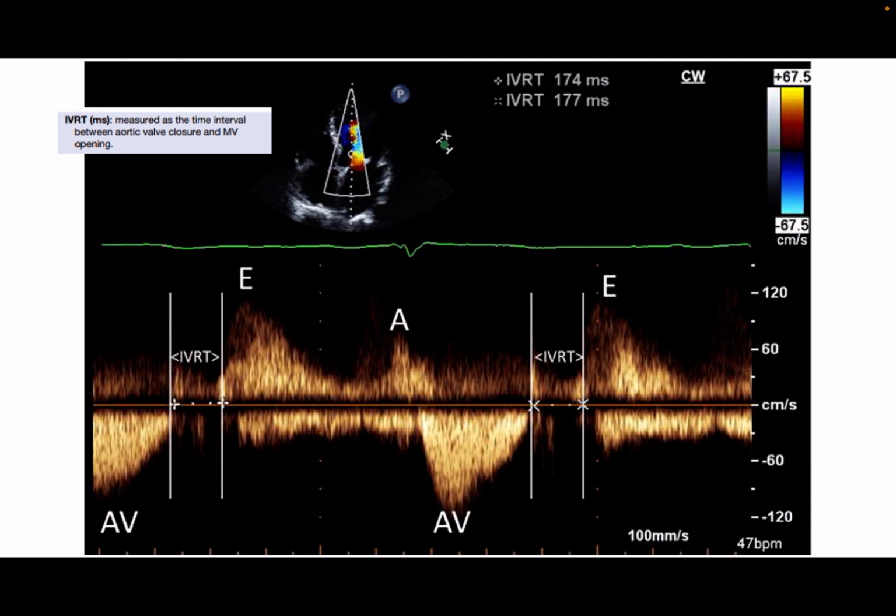Quick clinical scenario: patient with severe MAC, tachycardia at 105 beats per minute, fused E to A on mitral Doppler, E prime artificially low. You can't use E to E prime or mitral inflow, but IVRT less than 70 milliseconds gives you 79% specificity for elevated left atrial pressure. That's your answer.